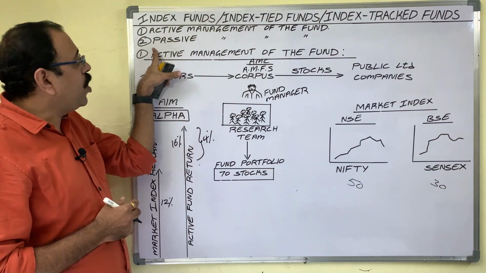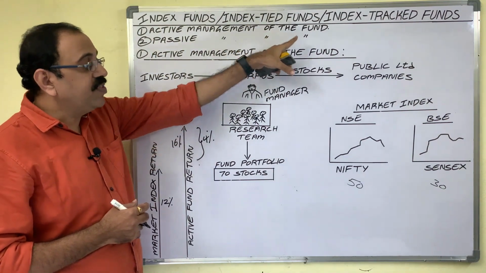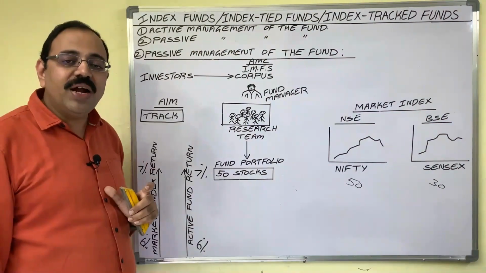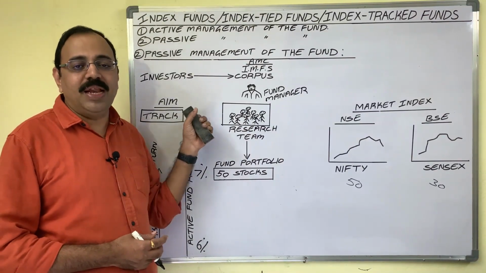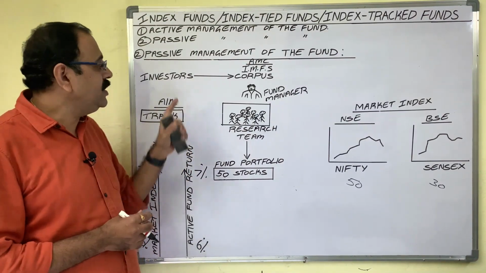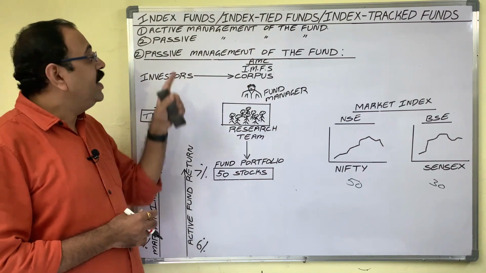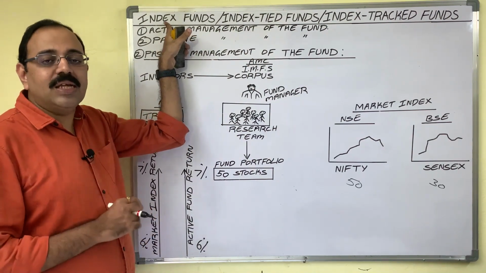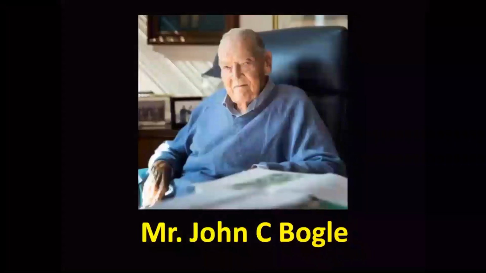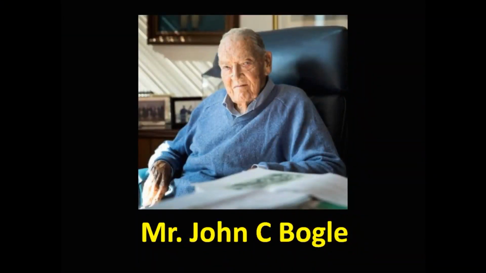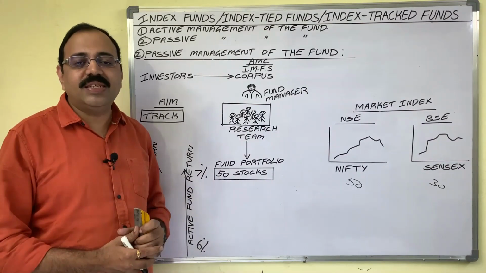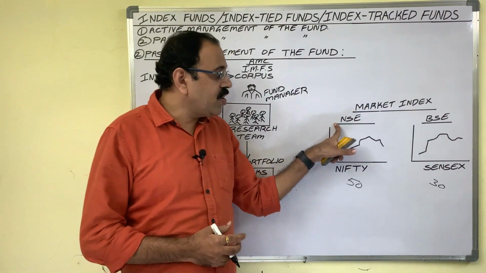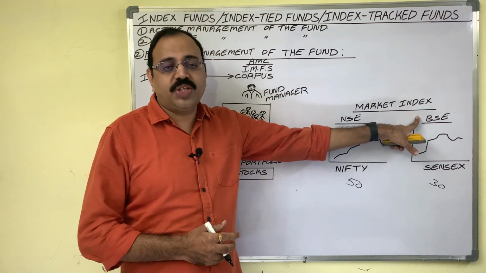Now come to the second point, passive management of the fund. If a mutual fund is passively managed by the fund manager, that fund is known as a passive fund. Index fund is one best example for a passive fund. The index fund concept was introduced by American investor and business magnate Mr. John C. Bogle. There are thousands of listed companies in National Stock Exchange and Bombay Stock Exchange.